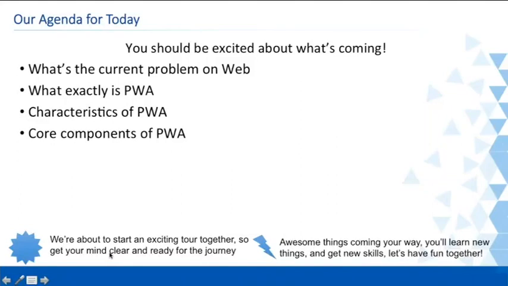All right. Okay. So what you can expect from today's webinar is primarily let us just get acquainted with what the current problem is on the web. Why exactly there was a need for a PWA, and how it came into existence. What are the key characteristics that you can say, okay, yes, this is a PWA or this is not a PWA, and probably followed with the core technical components of the PWA.